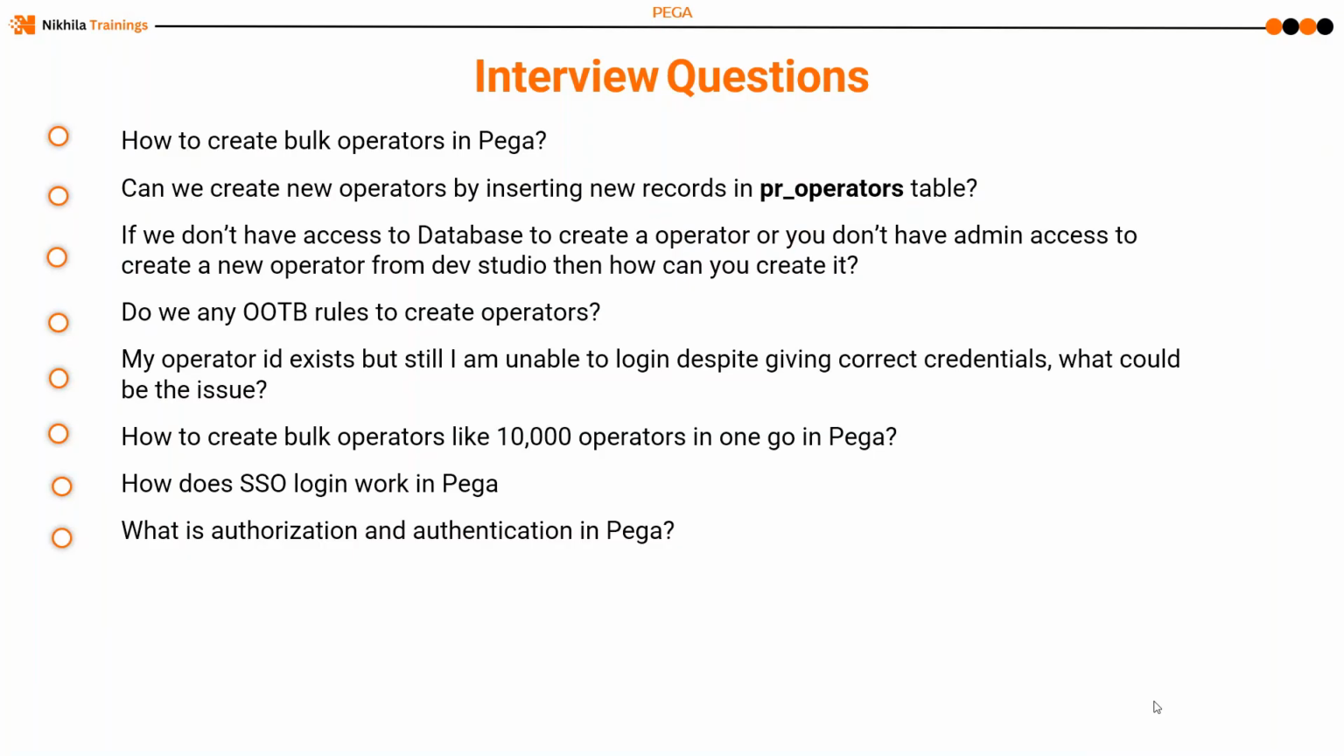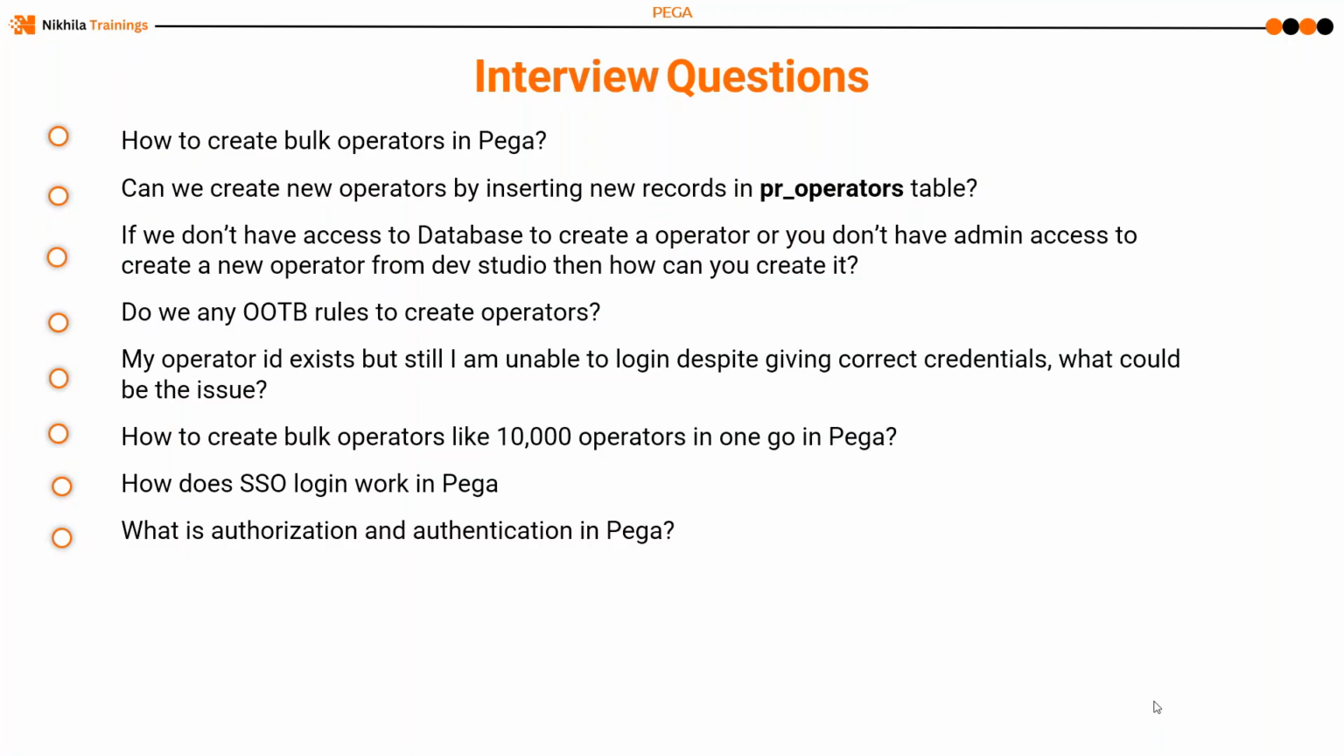Do we have any OOTB rules to create operators? The one that I have shown you, the create operator OOTB code. Now the next question is, my operator ID exists, but I'm still not able to log in despite giving correct credentials. What could be the issue? Maybe the operator is disabled. Exactly. He is disabled, so he is not able to log in. How to create bulk operators? Just now I told you. Upload a file. Call this activity. It will iterate and it will create.